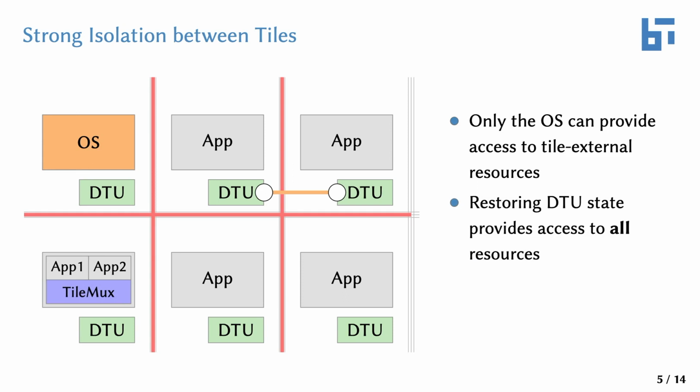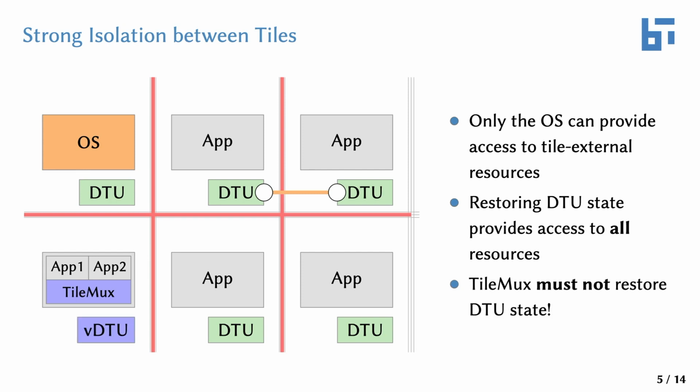At first, you might think that this tile mux, this tile local multiplexer, could just save and restore the state of the DTU, like it saves and restores the state of the core, in order to multiplex that among the applications. However, the problem here is that being able to restore DTU state also allows one to establish arbitrary communication channels. And this, of course, breaks then strong isolation between tiles because suddenly every tile can just decide what resources it can access. And therefore, the requirement here is that tile mux must not be able to restore DTU state.